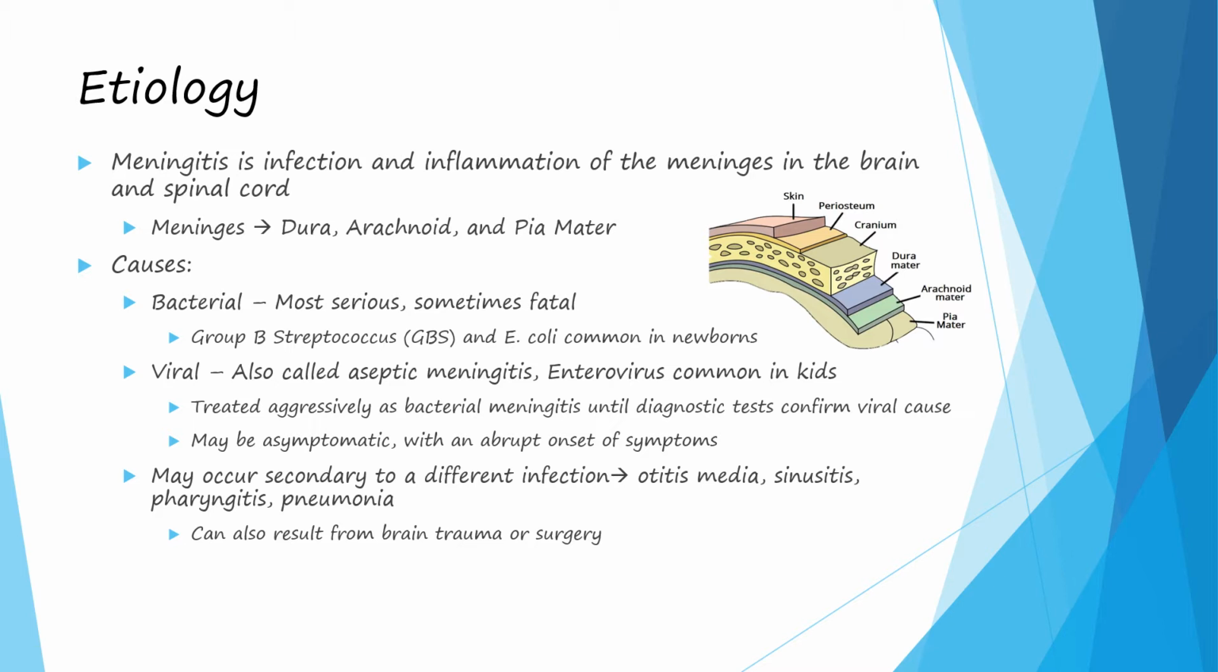Bacterial is most serious and it can sometimes be fatal in infants. Group B streptococcus, what we know as GBS, and E. coli are common in newborns, and these are common because these two bacteria can be transmitted during a vaginal delivery.